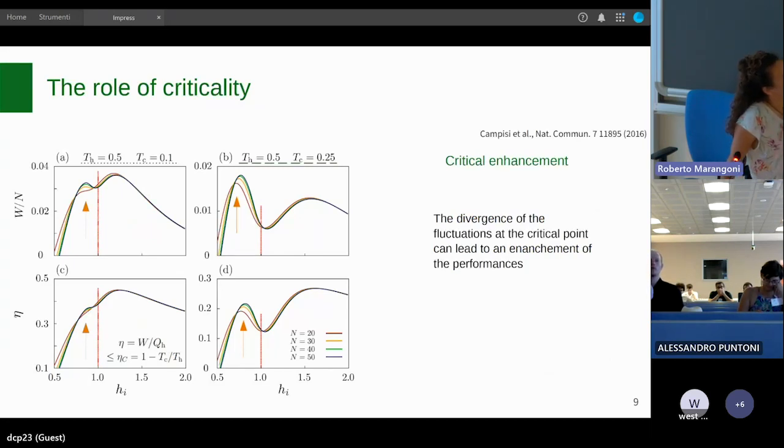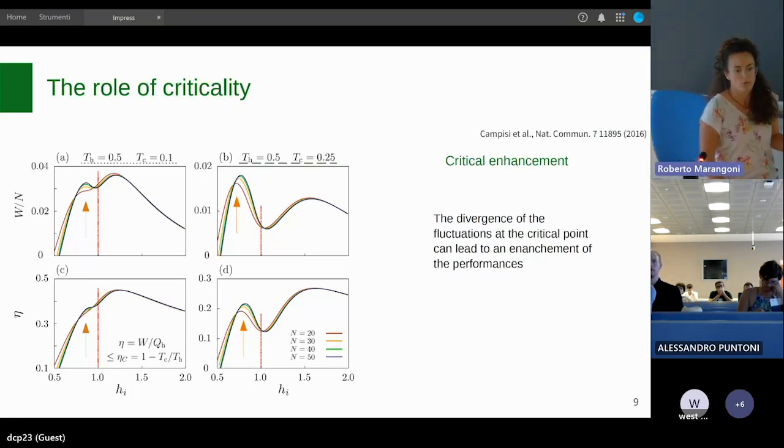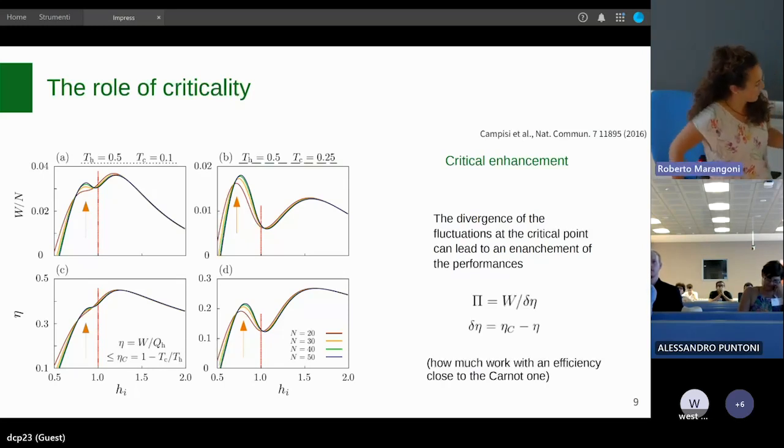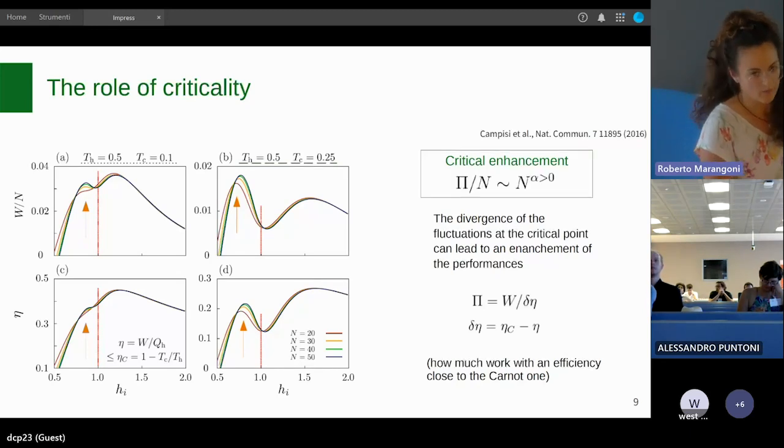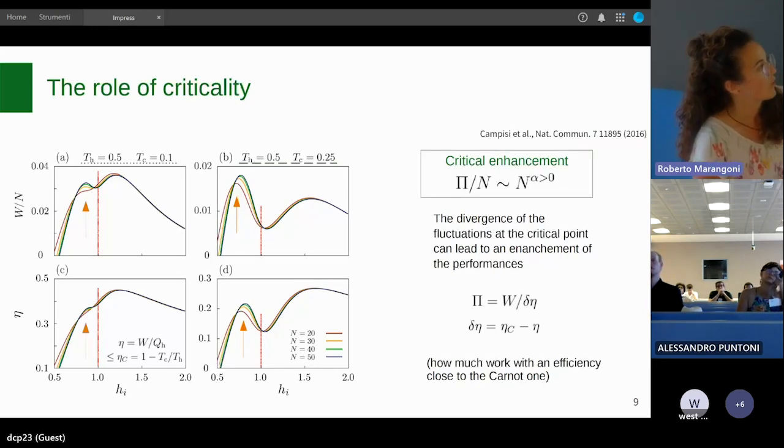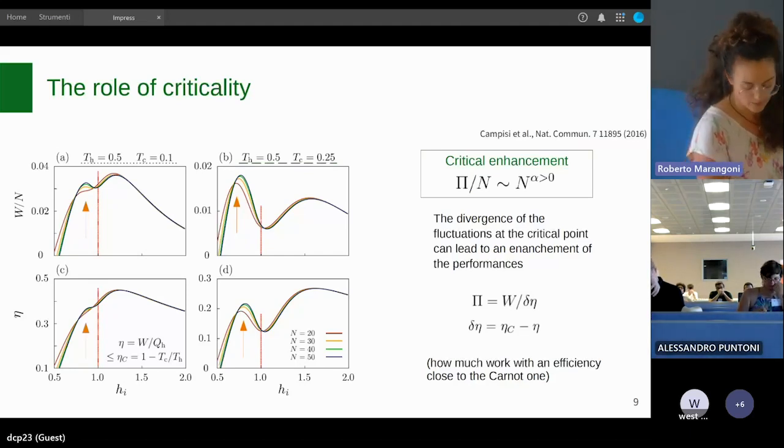In particular, we are interested in what is called a critical enhancement. That is a concept introduced by Michele, based on the idea that at the critical point, the divergence of the fluctuations can lead to an enhancement of the performance of the engine. To search for this critical enhancement, we can look at this quantity that essentially tells you how much work is extracted with an efficiency that is closer and closer to the Carnot one, with delta eta defined in this way. We talk about critical enhancement anytime we have this Pi over n scaling as n to the power of alpha, and this alpha is bigger than 0.